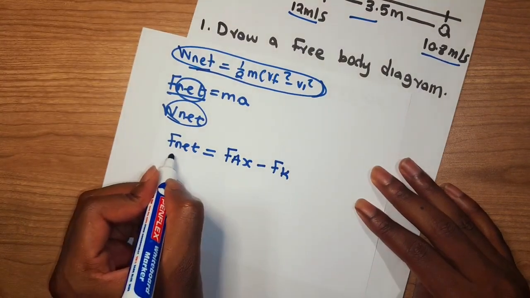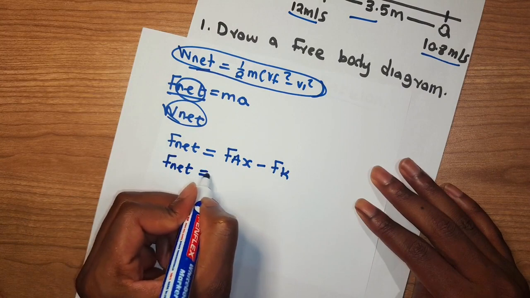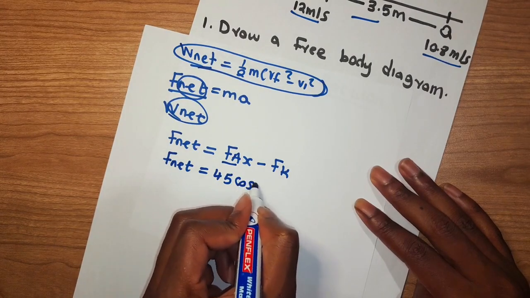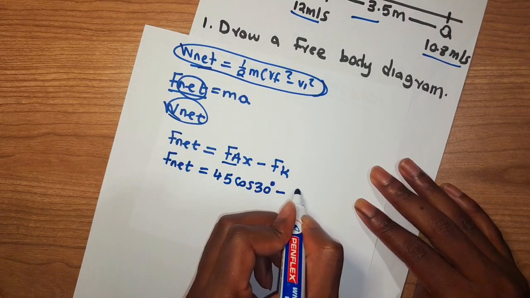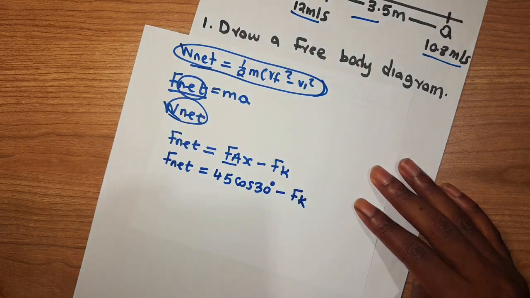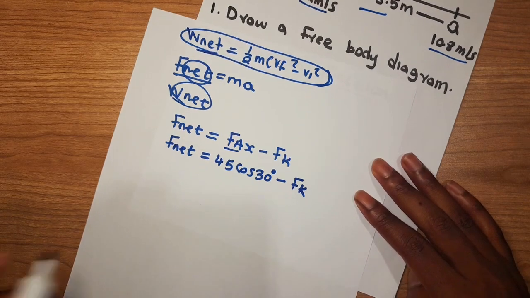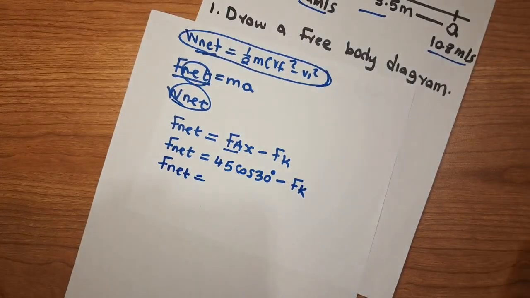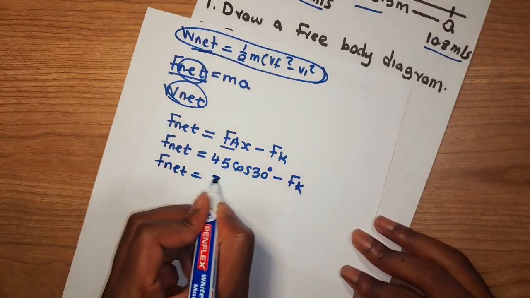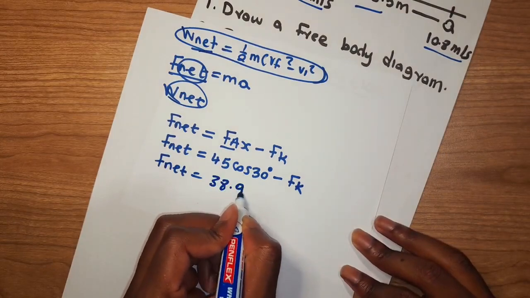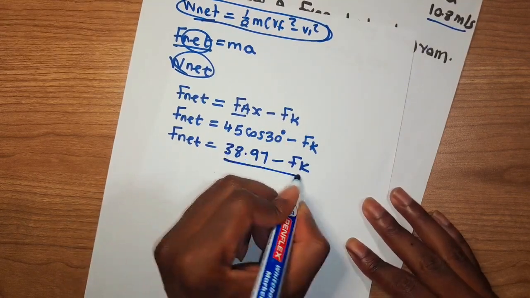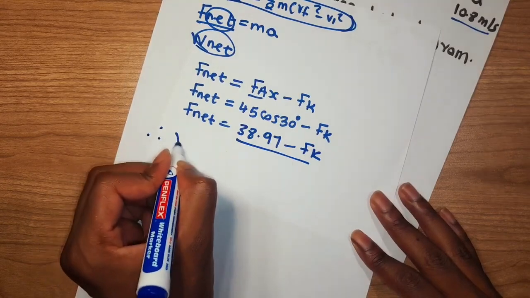For that we know that the frictional force is minus. So you're going to say, okay, the F net is going to equal, what is the force applied? It's going to be 45, the cos of 30 degrees, minus frictional force, right? And then you say the F net is going to be, what is this? The 45, the cos of 30, is going to give me 38.97 minus frictional force. So after doing this separately, you're going to say, okay, therefore, work net.